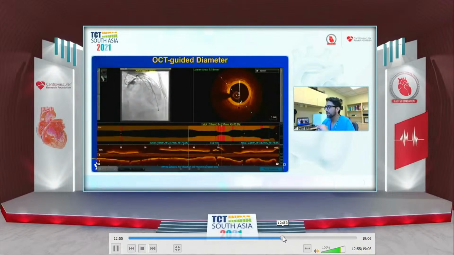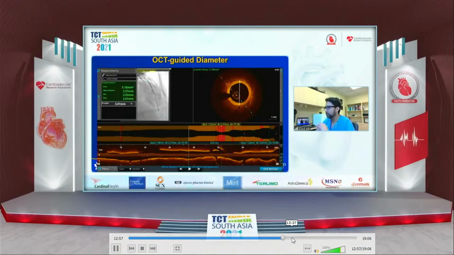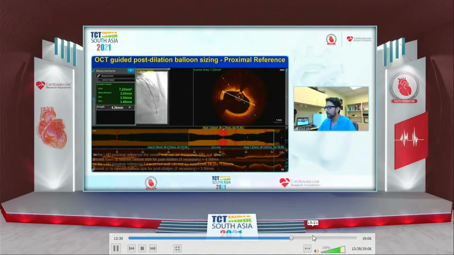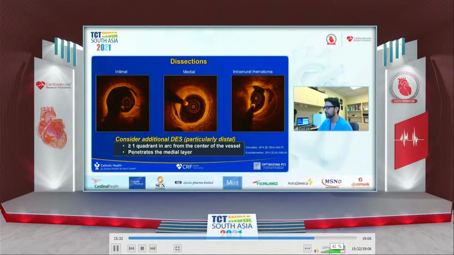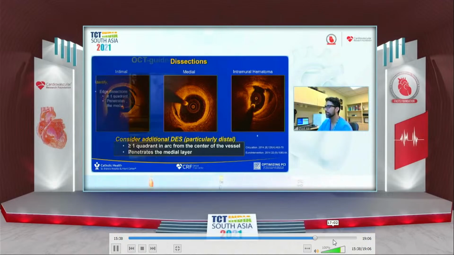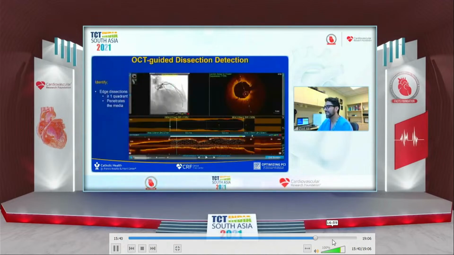We look at the external elastic lamina and measure it quickly. We round down to the closest device. With dissections that penetrate into the media, particularly at the distal edge, there is a risk of progressing into an intramural hematoma, and we strongly suggest stenting these when they're greater than 1 quadrant in arc from the center of the vessel and they penetrate the media. You can see that it's very easy and quick.